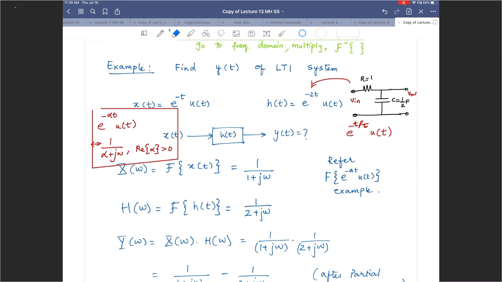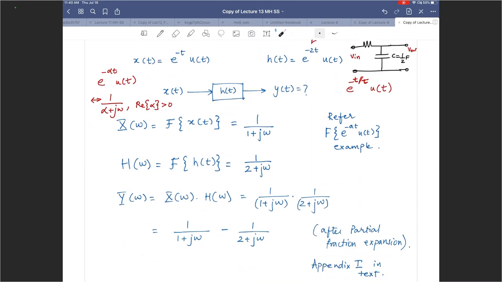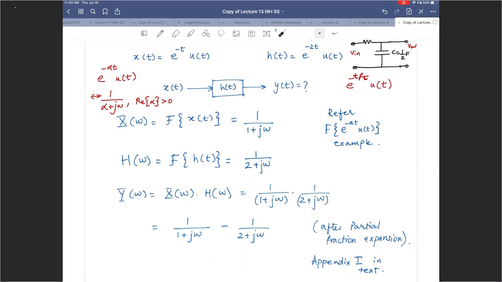All right, fine. We have used that property over here to write X of omega, which is the Fourier transform of x of t, as 1 divided by alpha plus j omega, 1 plus j omega. And the Fourier transform of the impulse response, also called the transfer function, is 1 divided by 2 plus j omega. You multiply the signals now. Convolution in time domain, multiplication in the frequency domain. Multiply them.